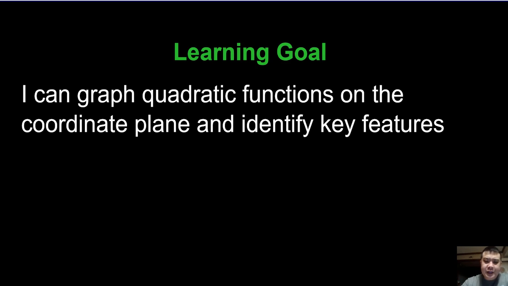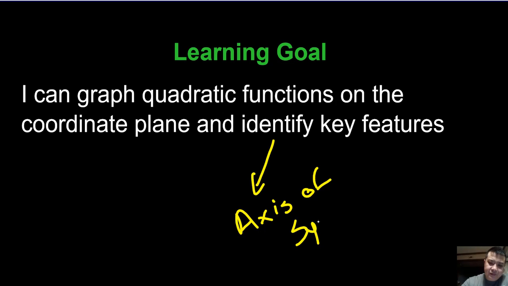Everyone, welcome back to another lesson. Today's learning goal is I can graph quadratic functions on the coordinate plane and identify key features. Today we're going to talk about a very key feature called the axis of symmetry. Okay, so let's go ahead and get started.